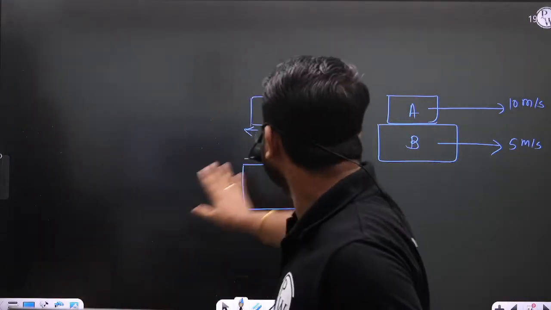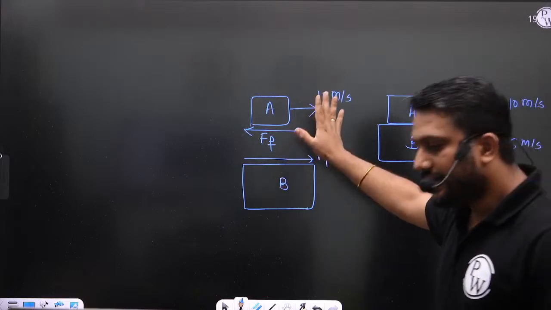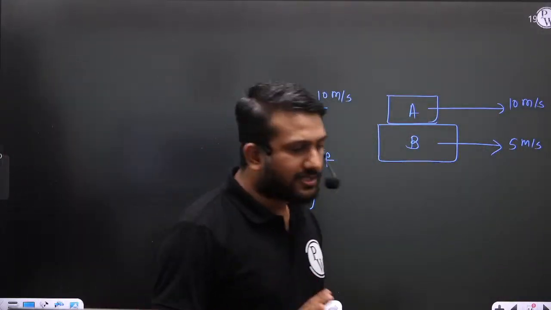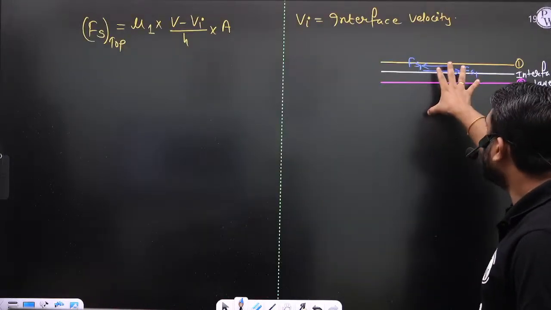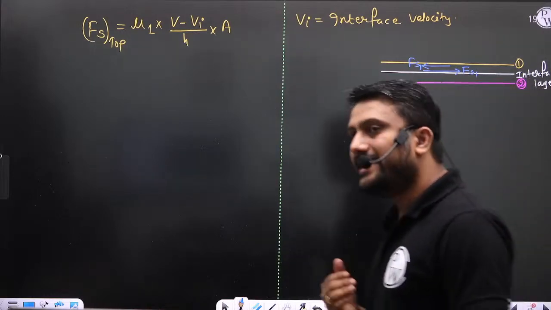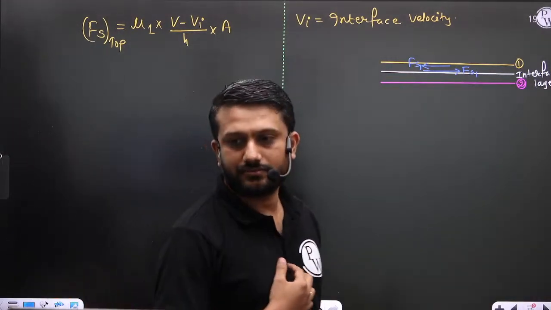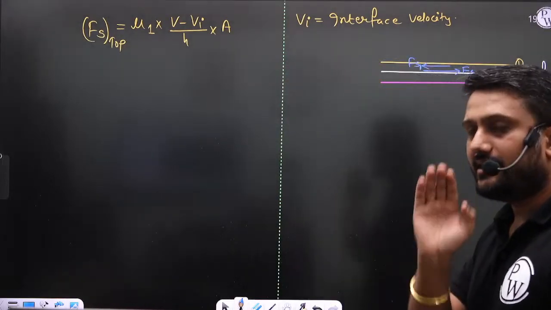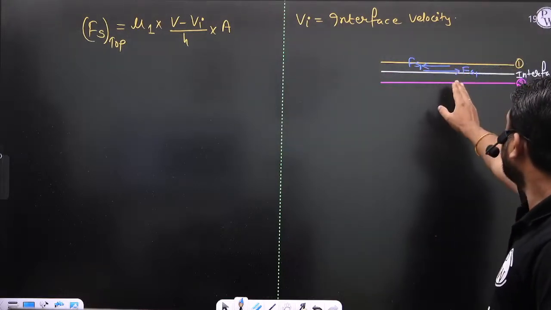Tell me if this concept is clear or not, or should I repeat this one? If this concept is clear, then you can understand this part easily. So I want your reply in the chat box. This should be crystal clear, right? Then you can understand this part.